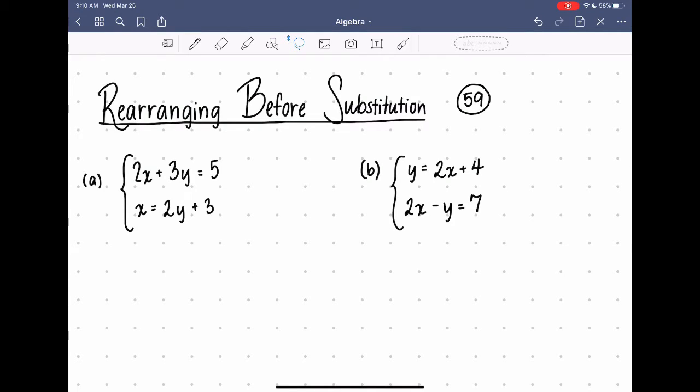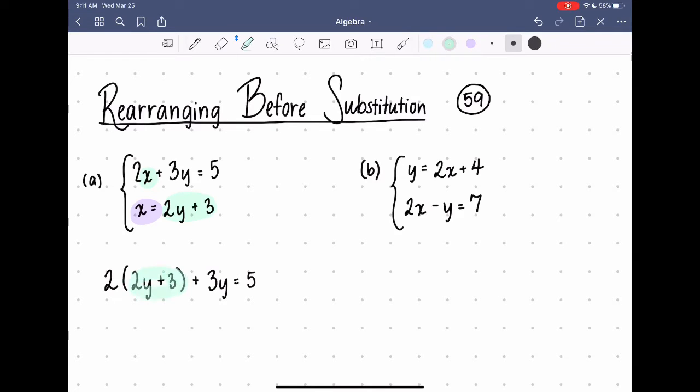We have two equations that both have the same values for x and y, and one of them is already set equal. So the second equation here already tells us what x is. So all we have to do is take what x is and plug that in for x in the first equation. So let me do that one for you. If I take the whole value of x, which is 2y plus 3, and plug that into the first equation, I'm able to solve for y.